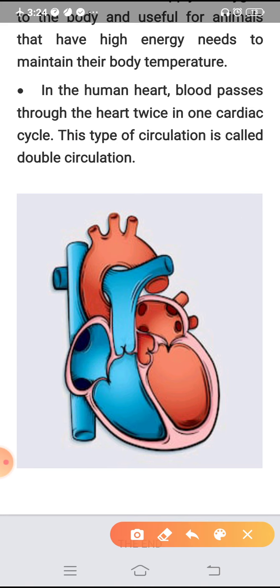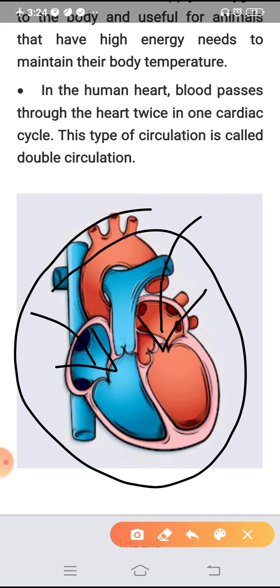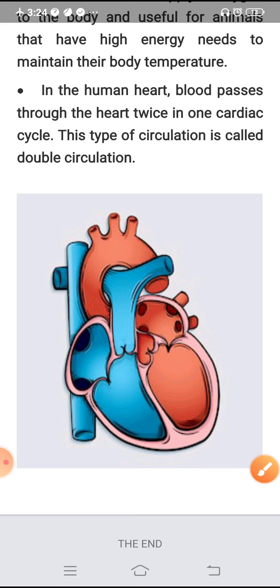So now what you have to understand is, in this process the blood enters the heart 2 times. This is one cycle. So in one cycle the blood enters the heart 2 times. Hence we call it double circulation, which takes place in human beings. Hope you understood. I have explained this part very slowly because it is very important to understand this concept. Once you understand, it is very easy.